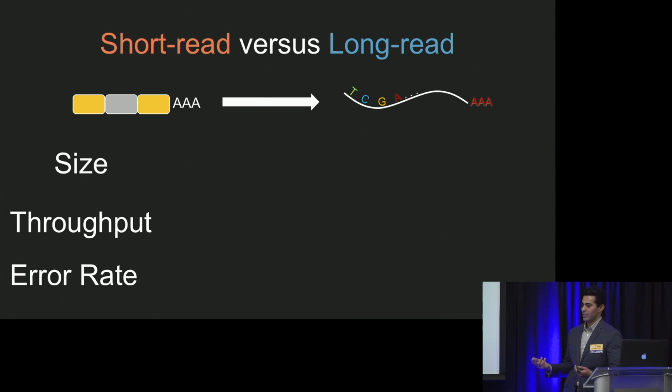So the question then arises, why don't we always use long-read sequencing? Well, there's a number of factors why we don't just use long-read sequencing. There's many differences between the two technologies. And mainly, the differences lie in these three criteria, which are size, throughput, and error rate.